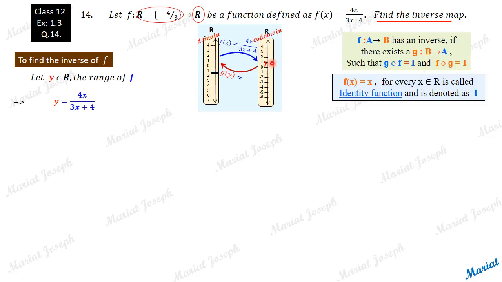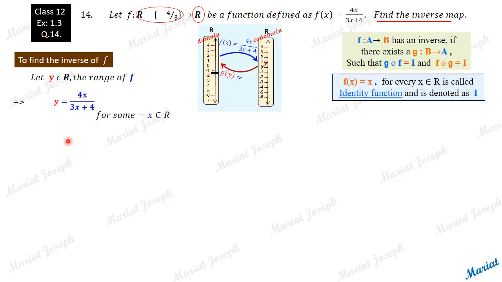Let there be a y in the codomain. And if possible, let that y be obtained by this calculation, 4x upon 3x plus 4, for some x of the domain. From the domain, some x has image this y. So which is that x? To get back to that x, there must be some rule. That rule is going to be the inverse. How to get that rule?